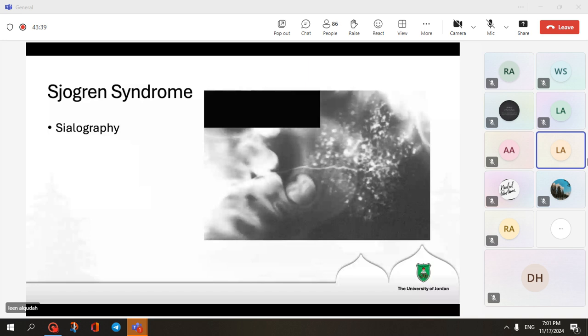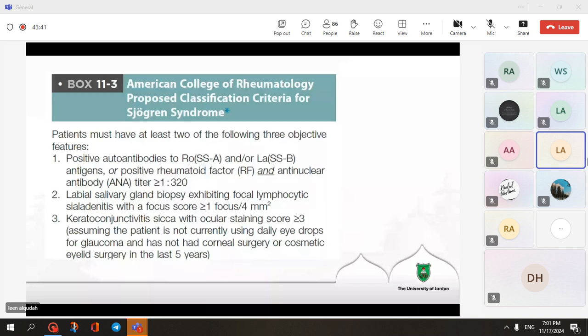There's a specific criteria for diagnosing Sjogren's syndrome that you should know about. They should have the autoantibodies positive, specifically the SSA, and they should have the biopsy positive for the focus score more or equal to 1, and they should have the clinical appearance of keratoconjunctivitis, ocular staining score more than 3, and of course the patient should not have any history of eye surgery or eye treatment.